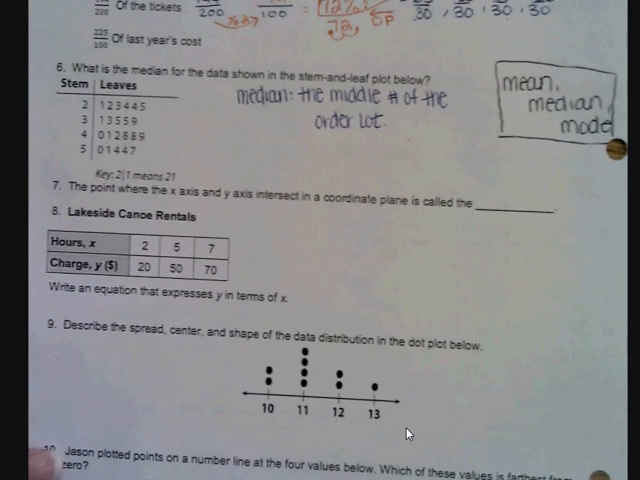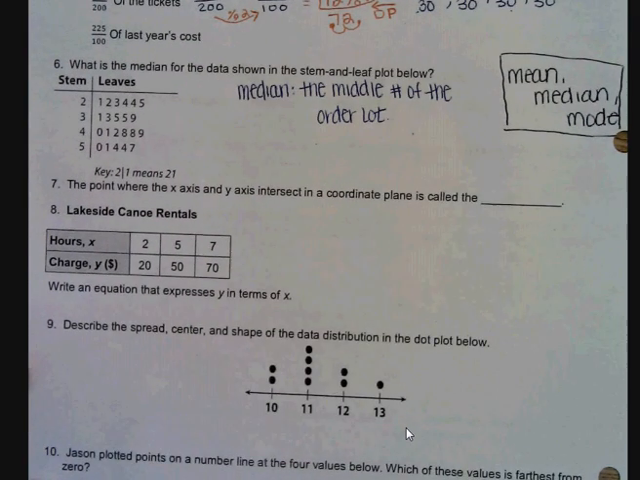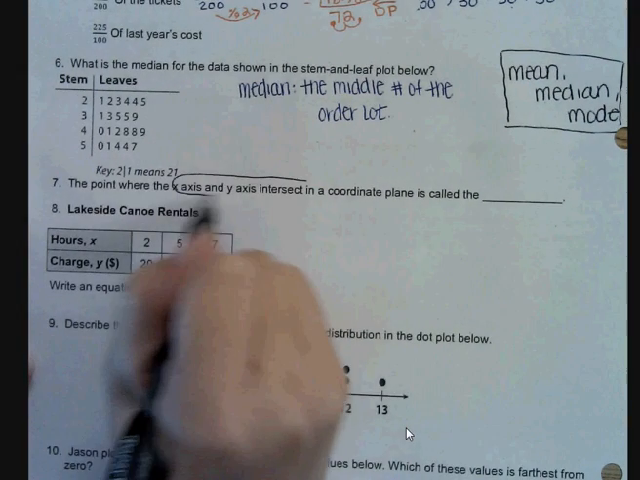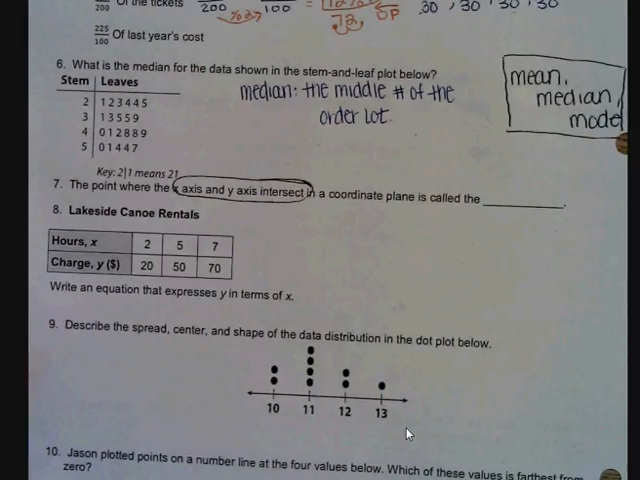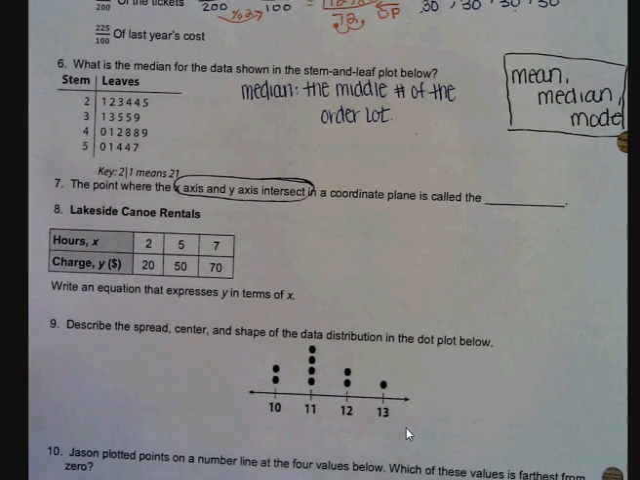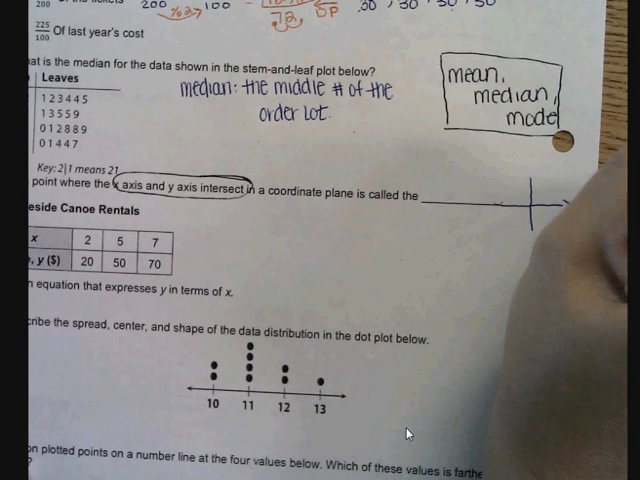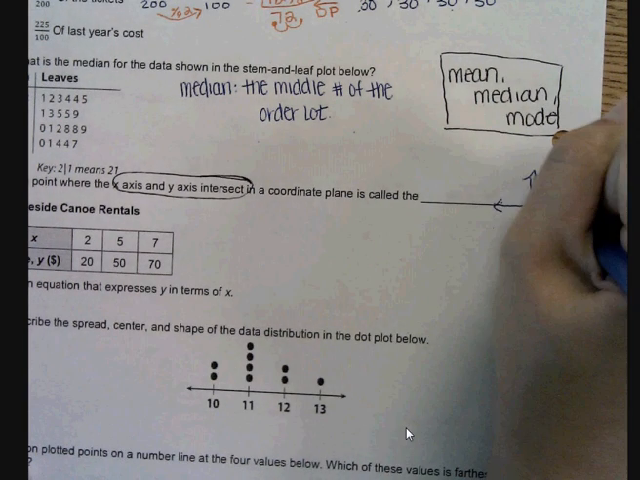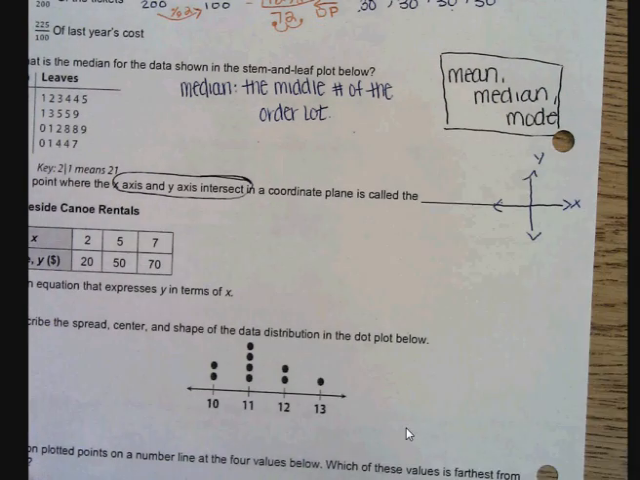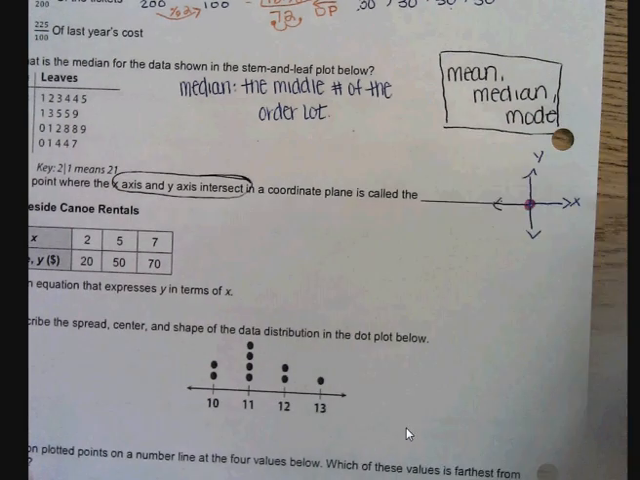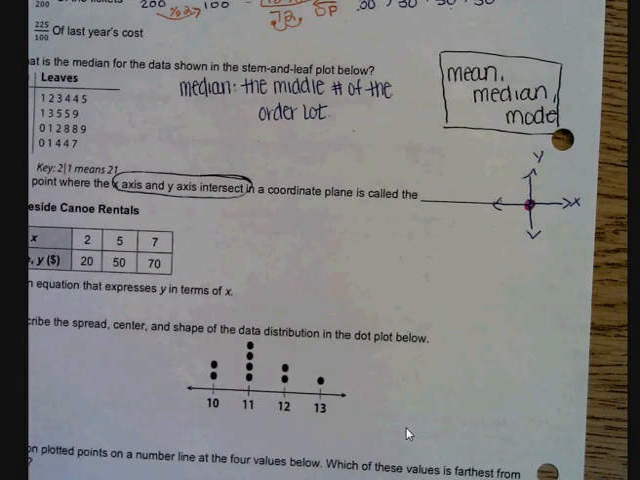Let's look at number 7. The point where x and y intersect on a coordinate plane is called what? So I'm going to draw my coordinate plane over here. This is my x-axis, and this is my y-axis. Where they intersect is right here. I need you to go look in your journals and tell me what that point is called.